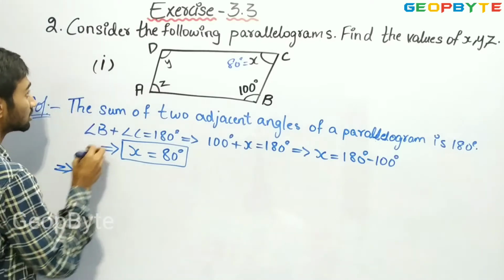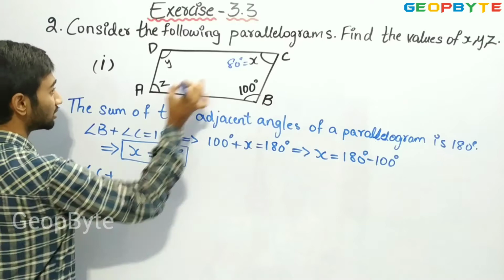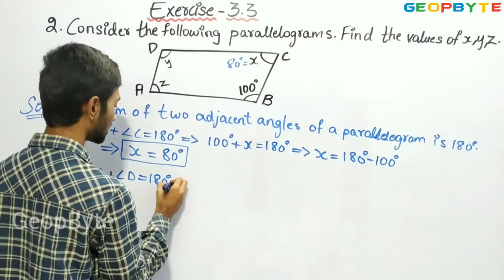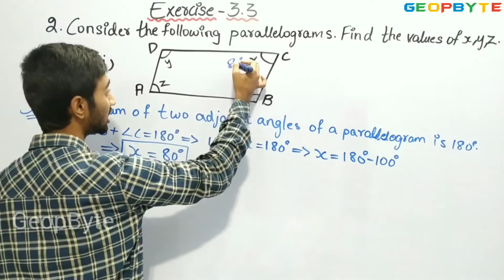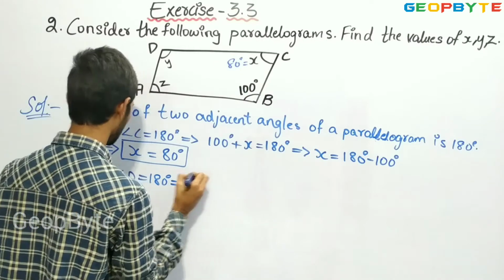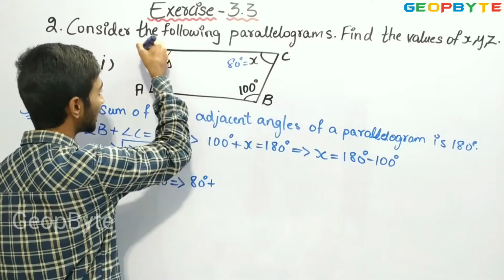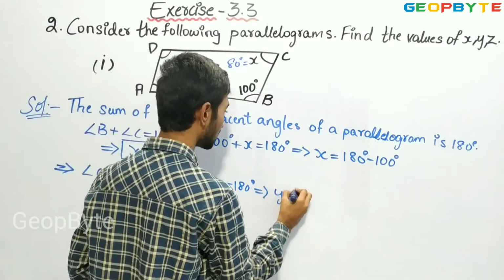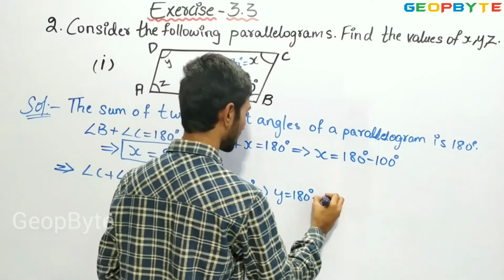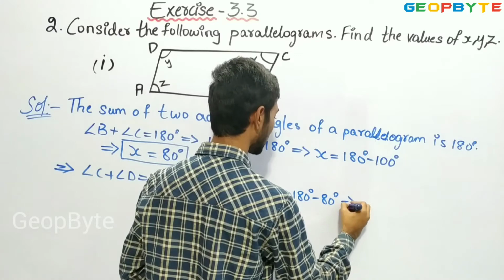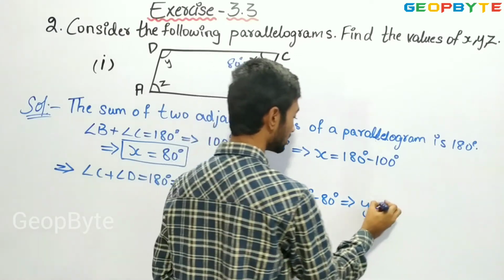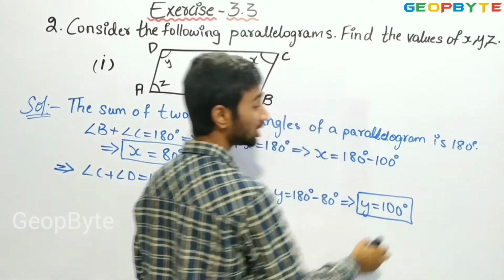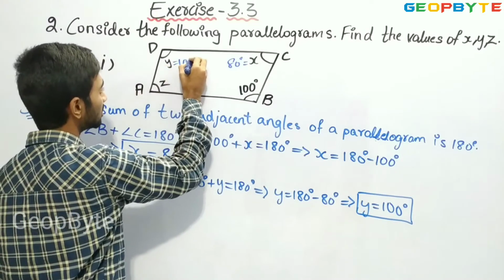So angle C plus angle D equals 180 degrees. That implies angle C, which is x, equal to 80 degrees, plus angle D, which is y, equals 180 degrees. That implies y equals 180 degrees minus 80 degrees, which is 100. So we got the value of y equal to 100 degrees.